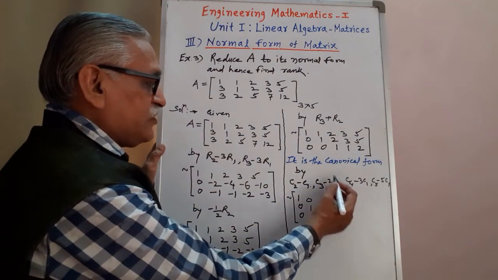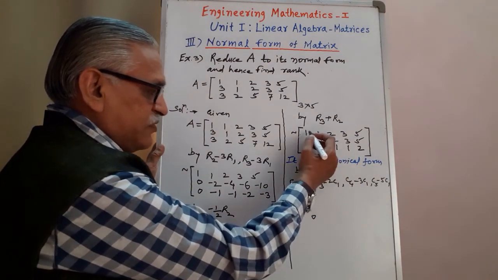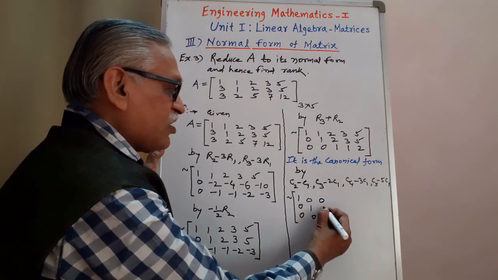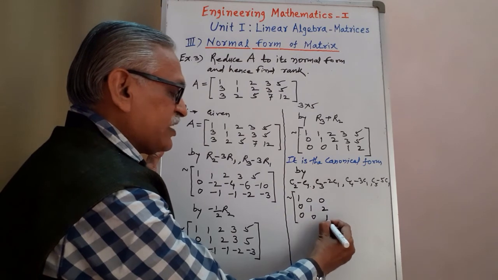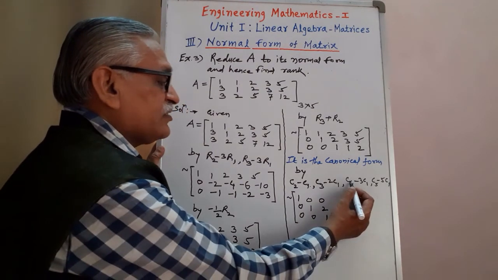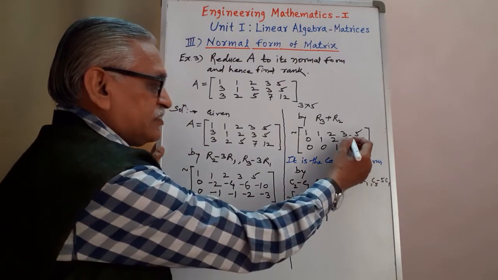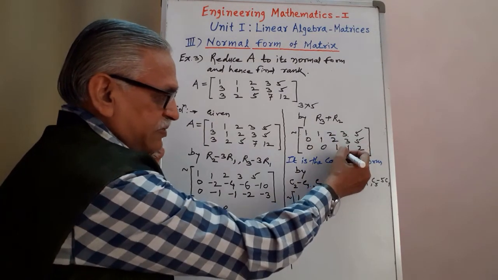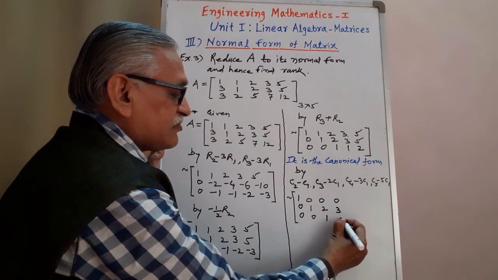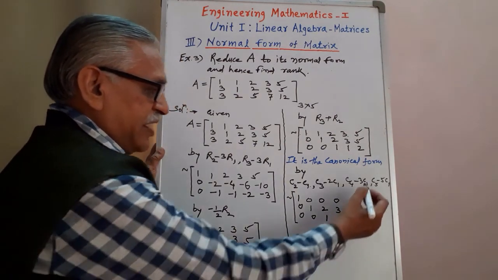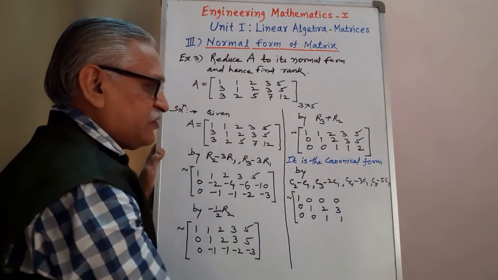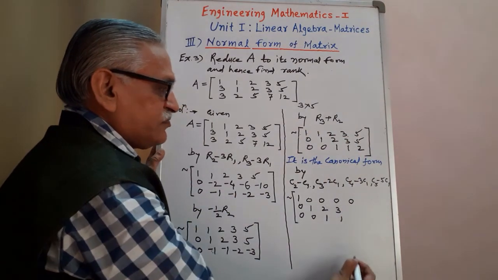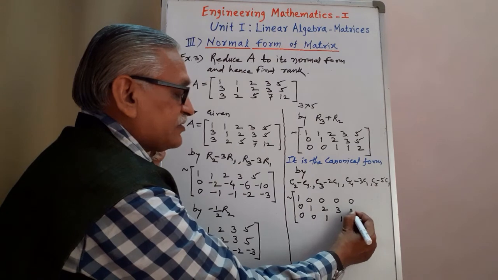C3 minus 2 times C1: 2 minus 2 times 1, 2 minus 2 we get 0. The remaining elements in that column as they are, 2, 1. Next, C4 minus 3 times C1: 3 minus 3 times 1, 3 minus 3 we get 0. The remaining elements as they are. Then C5 minus 5 times C1: 5 minus 5 times 1, 5 minus 5 we get 0. Other elements as they are.